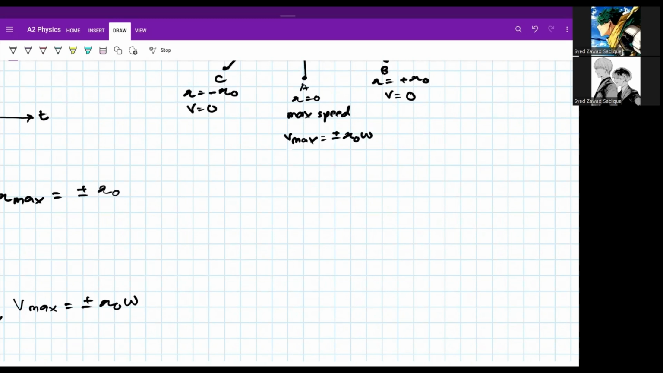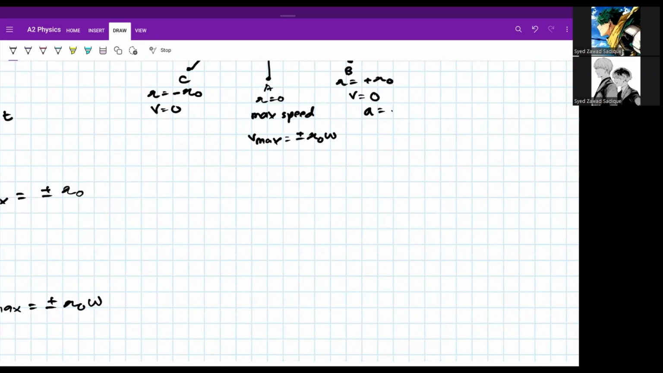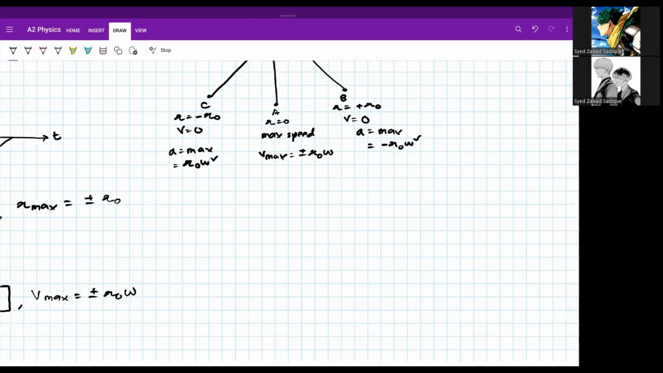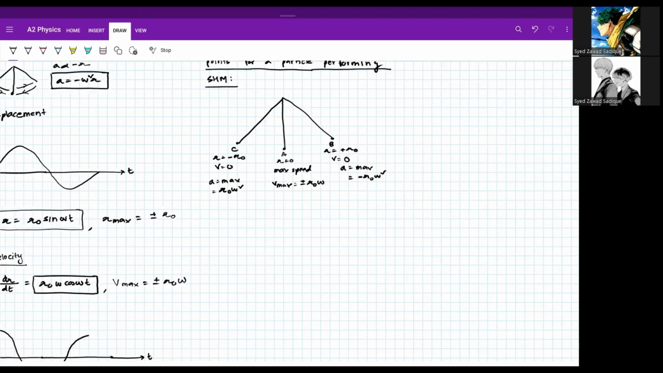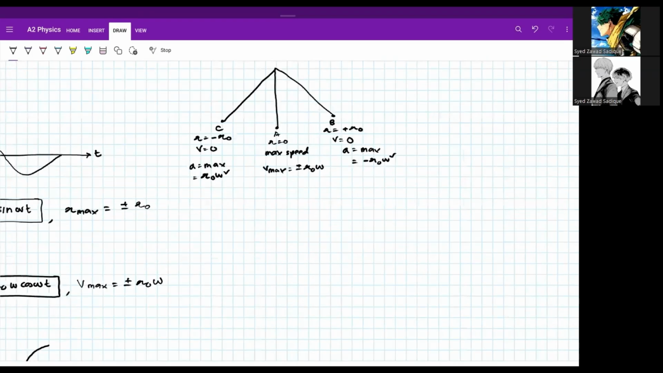And acceleration is max at the extremes. So this one will be x naught omega square. This one will be minus x naught omega square. Now, this is the overall concept for this diagram, but I will break it down further into writing.